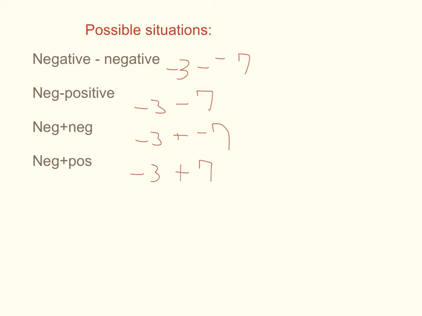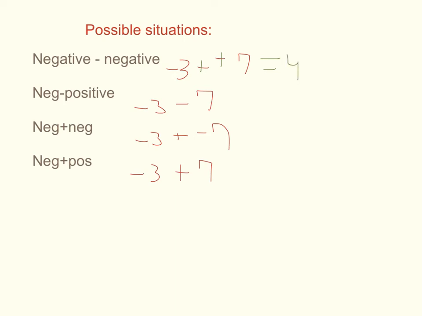So the first situation, we have the negative minus a negative, and this is one of those unique situations where when we subtract a negative number, that is the same thing as adding a positive number. So negative 3 minus a negative 7 is equal to negative 3 plus a positive 7. All right, so that is going to give us 4.